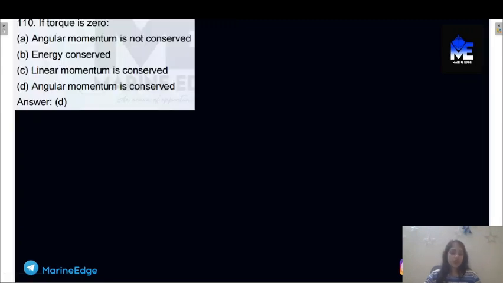Moving on. Now, if torque is 0, in this situation, if the value of tau is 0, the angular momentum will remain conserved because there is no external torque getting applied. Correct? So the answer D is true.